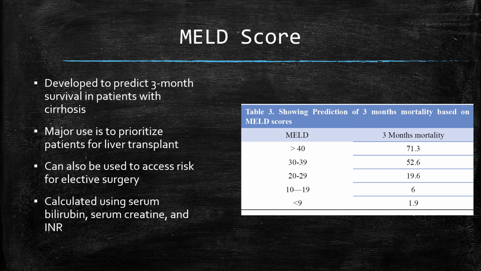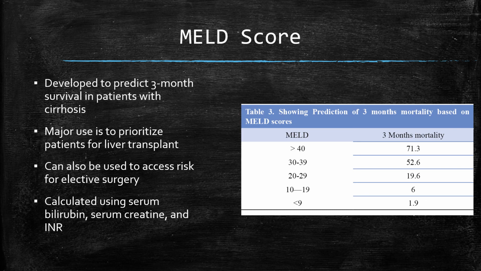The MELD score was developed to deal with some of these problems with the Child score. The main point of the MELD score is to predict 3-month survival in patients with cirrhosis. In other words, what's the likelihood that this patient will be alive in 3 months without a new liver? And this score is used to put patients in order on the liver transplant list. It uses just 3 readily obtainable lab values: serum creatinine, serum bilirubin, and INR.